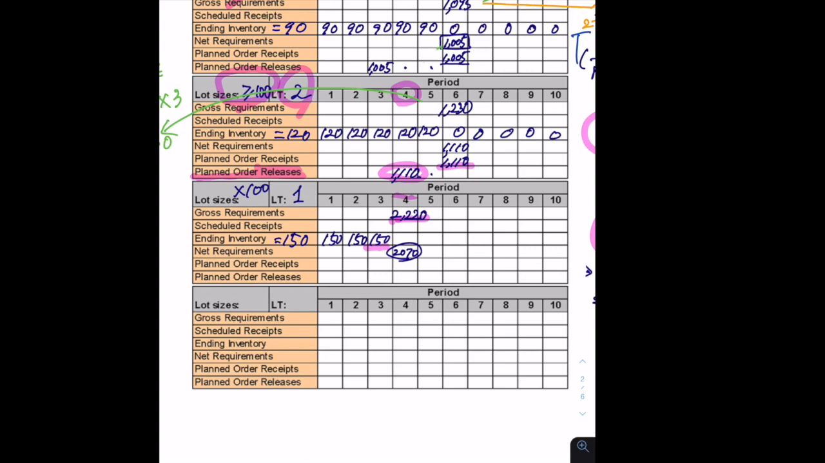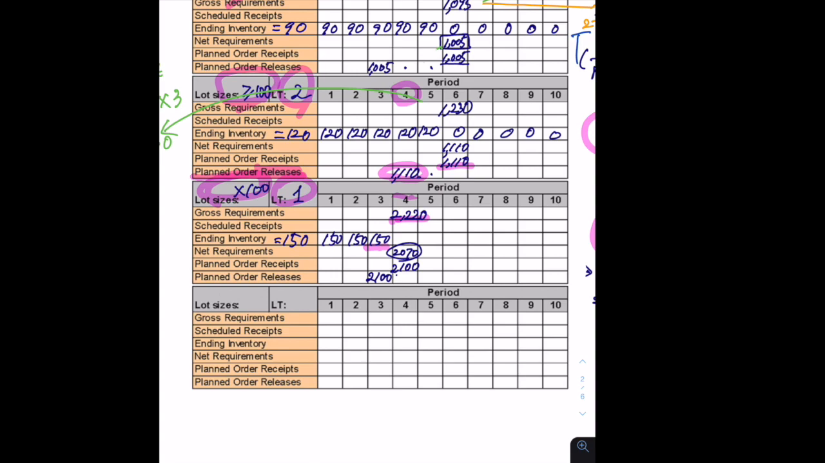Now, if you look at the lot size, can we receive the exact amount? In this case, no. Why? Because the lot size is multiples of 100. Therefore, you will order not 2,070, but 2,100. To receive this, again, you have to check lead time. It's 1 week. So at this point, you will release your orders.